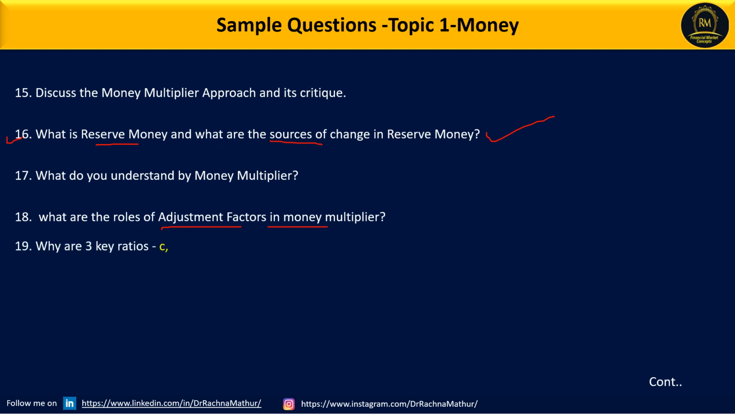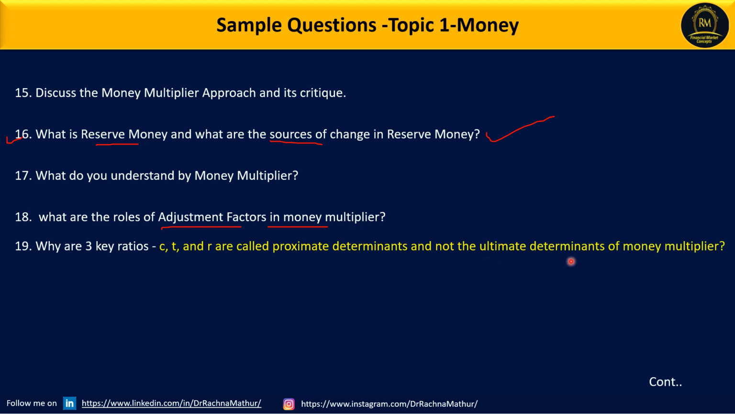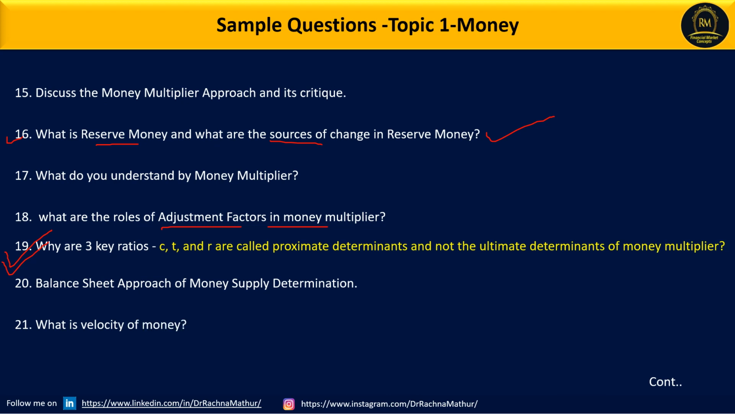The question is why are three key ratios C, T and R are called the proximate determinant and not the ultimate determinant of money multiplier. So this question is from your reading. Prepare it very well.